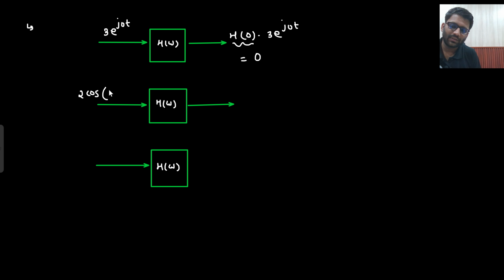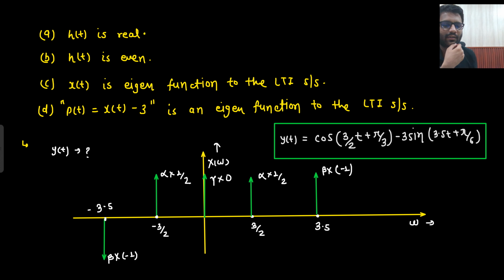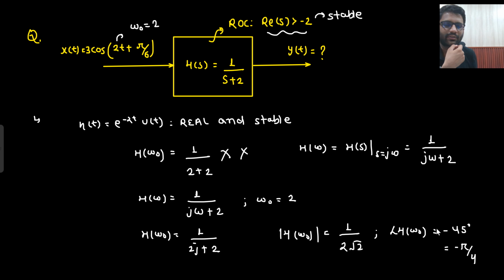2 cos(3/2 t + π/3). Now, whenever the applied input is a cosinusoid, you should care about one thing. Actually, first I should not be checking whether h(t) is real or not. First, I should be checking the value of H(ω₀) and the value of H(−ω₀), because if both of them are equal, then my job is very easy. I can simply take H(ω₀) outward and write down my output.